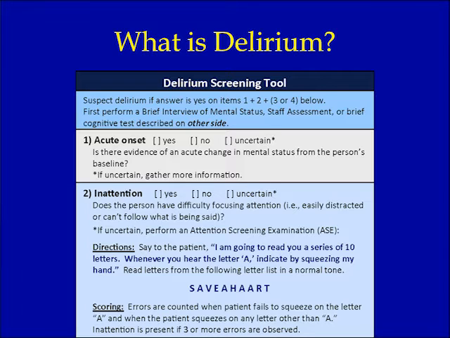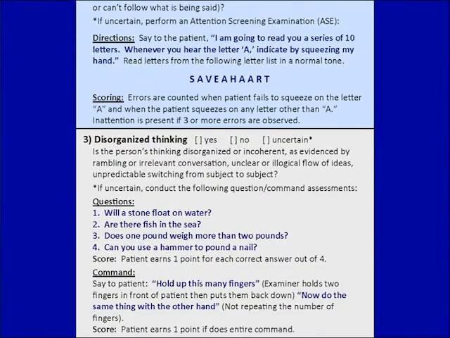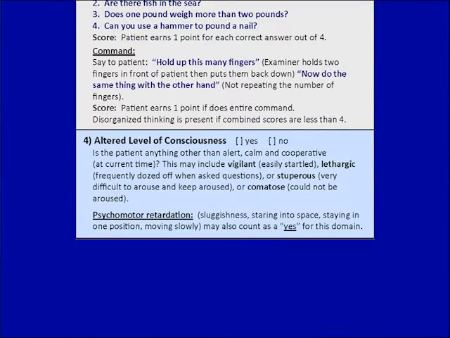This screen is designed to cover the 4 cardinal features of delirium, which are an acute onset, inattention, disorganized thinking, and an altered level of consciousness. A patient likely has delirium if there is an acute onset and inattention combined with either disorganized thinking or an altered level of consciousness. Acute onset is exactly like it says.